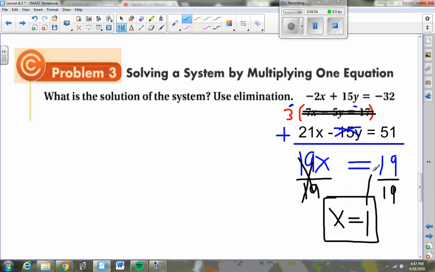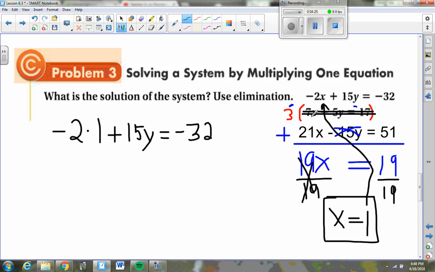And then I'm going to put it back in to this equation up here and see what I get for my y. Negative 2 times 1 plus 15y equals negative 32 is what my top equation says. If I replace the x with the number 1, I get negative 2 times 1. That, of course, is just negative 2 plus 15y equals negative 32.